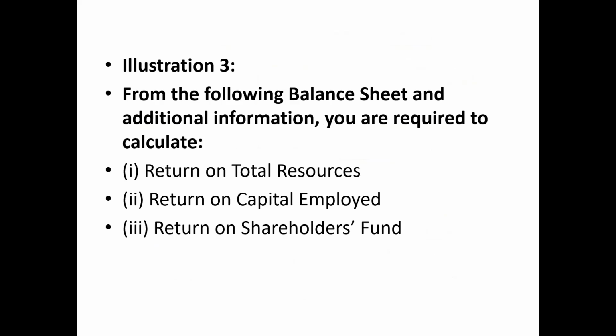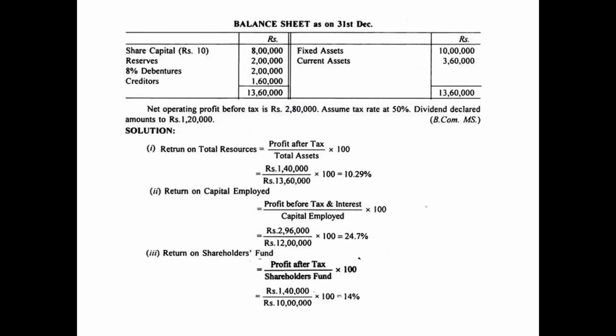Let's move on to the third. From the following balance sheet and additional information, calculate return on total resources, return on capital employed, and return on shareholders' fund. Okay, let's calculate them one after another. We are given the balance sheet here and we are supposed to calculate these three ratios. Even the additional information is given here: net operating profit before tax is 2,80,000, income tax is 50%, and dividend declared amounts to 1,20,000. Okay, let's see how it goes.